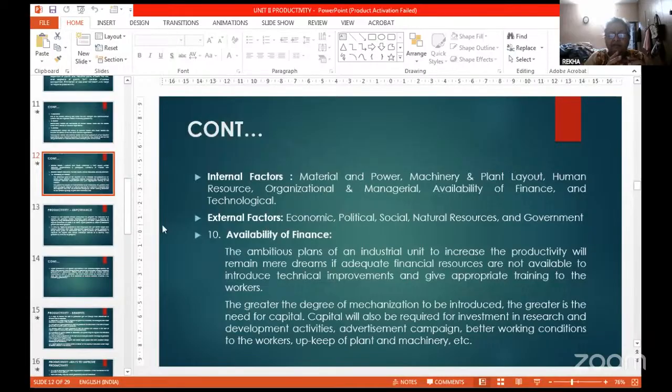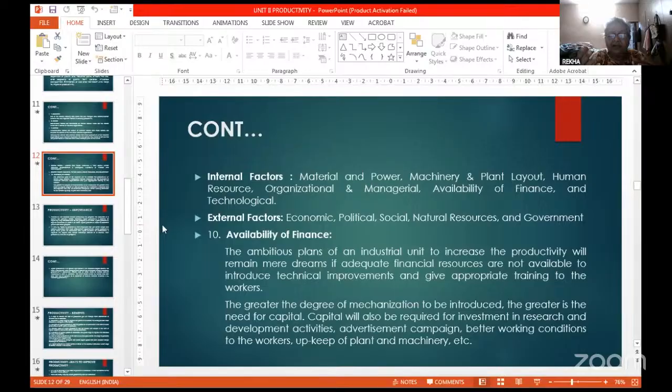So, availability of finance. The ambitious plans of one industrial unit to increase productivity will remain mere dreams if adequate financial resources are not available to introduce technical improvements. For example, competition is rising so fast, and for that you need technical inputs. If you don't have the finances to invest in that technical input, you'll be lagging behind. So the availability of finance is very important.